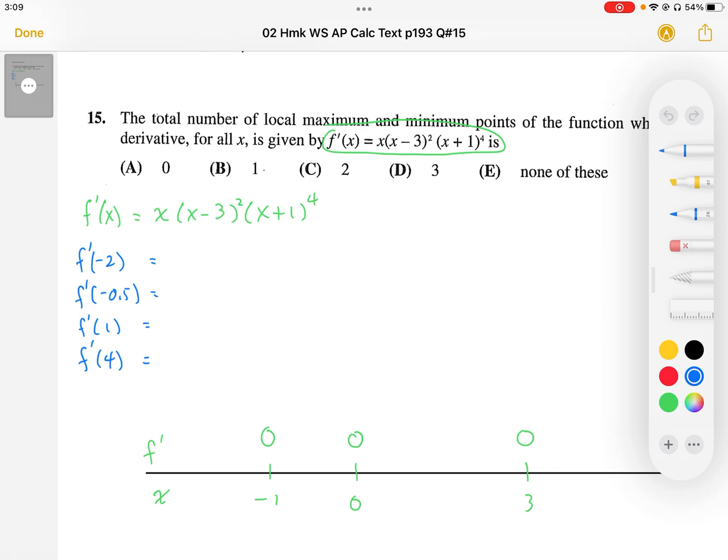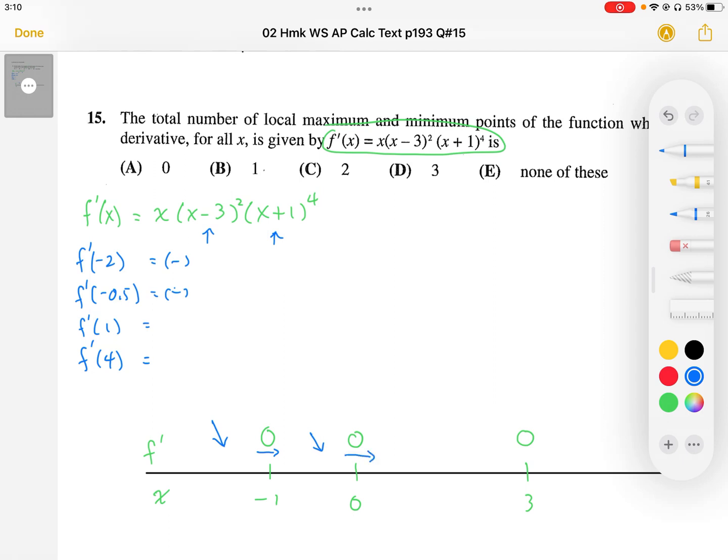Testing the slope to the left of -1, we're going to test it at -2. Looking at the derivative, since this factor and this factor are even-powered factors, the sign of the derivative just depends on x. So here the slope is going to be negative, so we know it's going down like this. We have 0 slope here. At -0.5, it's going to be negative, so in between -1 and 0, it's pointing down.